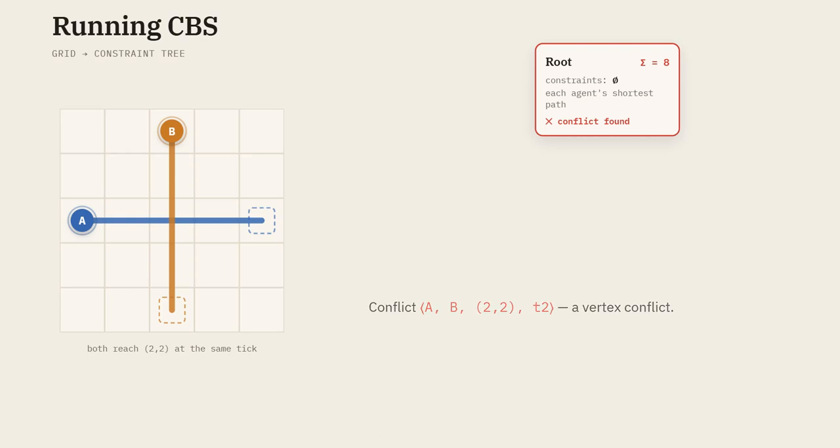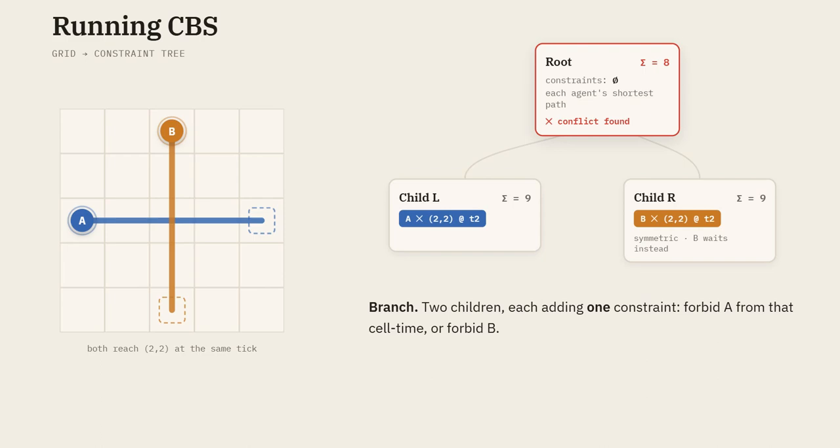A vertex conflict. CBS resolves it by branching, creating two child nodes. Each adds a single new constraint. The left child forbids agent A from that cell at that time. The right child forbids agent B. Both inherit the root's constraints. Let's expand the left child.